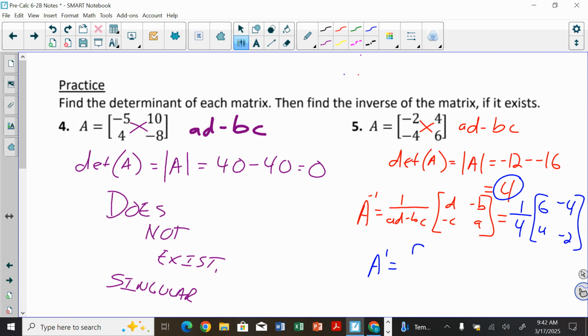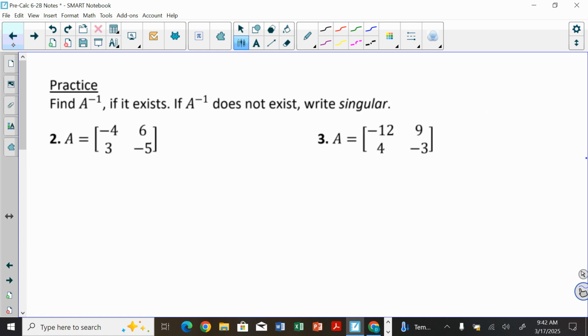So I end up getting 3 over 2 in the upper left-hand corner, right? 6 over 4 simplifies to 3 over 2. -4 divided by 4, or times 1/4, is -1. Then the bottom left, it's going to be +1. And in the bottom right, it's going to be -1/2. And there is my inverse. Okay? So now let's back up, now knowing how to do that, if it exists, to do these problems here.